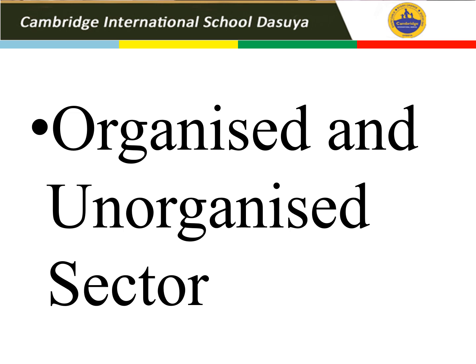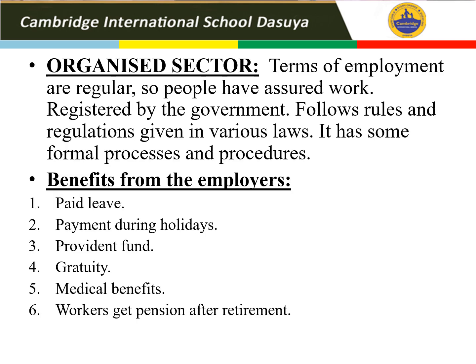Now we are moving further to the division of these sectors on the basis of classification of activities. So these are organized and unorganized sector. In this slide we will cover only the organized sector. Organized sector is the sector in which people are working on regular terms. Nobody will be fired from work at any point of time without any procedure. So people have assured work in this.